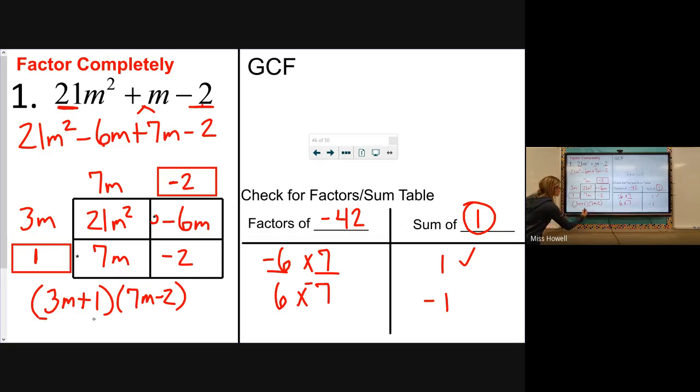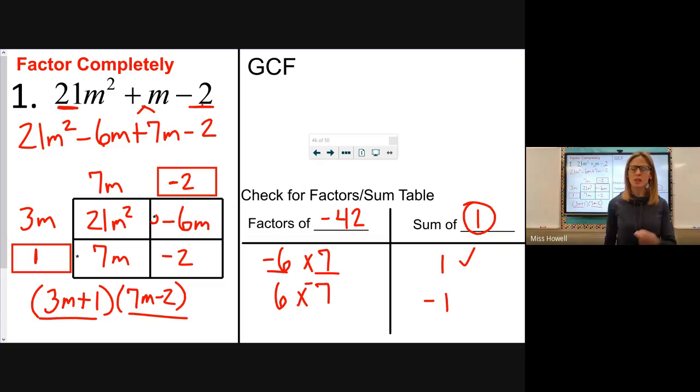So in this case, we have 2 factors. One is 3m plus 1, and the other factor is a 7m minus 2. I would always suggest multiply, FOIL that out. See if you get 21m squared plus m minus 2. If you don't, you know you made a mistake because you're not changing the problem. You're just writing it in a different format of factored form.